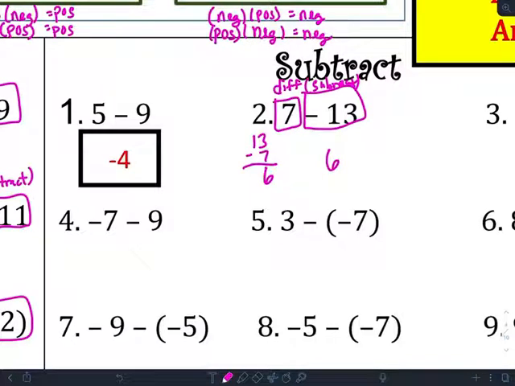6, right? But since the 13 has a greater absolute value, I'm going to leave this as negative 6.